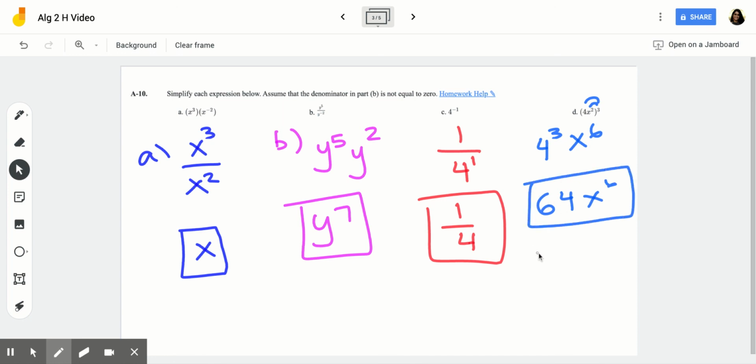Could I have done it like the previous problem where I write it out 3 times and get 4x squared, 4x squared, and 4x squared? Sure. What would happen? 4 times 4 times 4 is 64. 2 plus 2 plus 2 is 6. This is just a shortcut way.